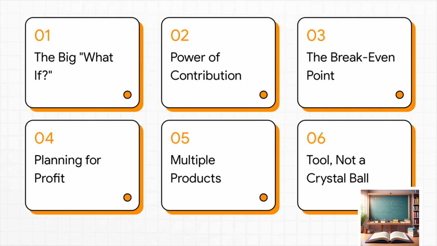So here's our game plan. We'll kick things off with our big what-if scenario. Then we'll get into a really powerful concept called contribution. From there, we'll figure out the famous break-even point, then start planning for actual profit. We'll even see how this whole thing works when you're juggling multiple products. And finally, we'll talk about why CVP is an amazing tool, but not a crystal ball.